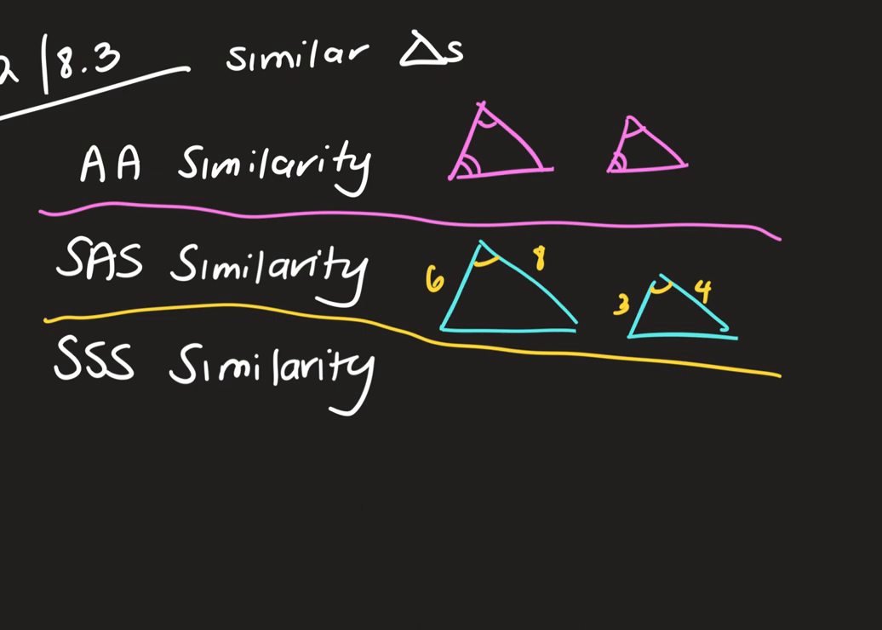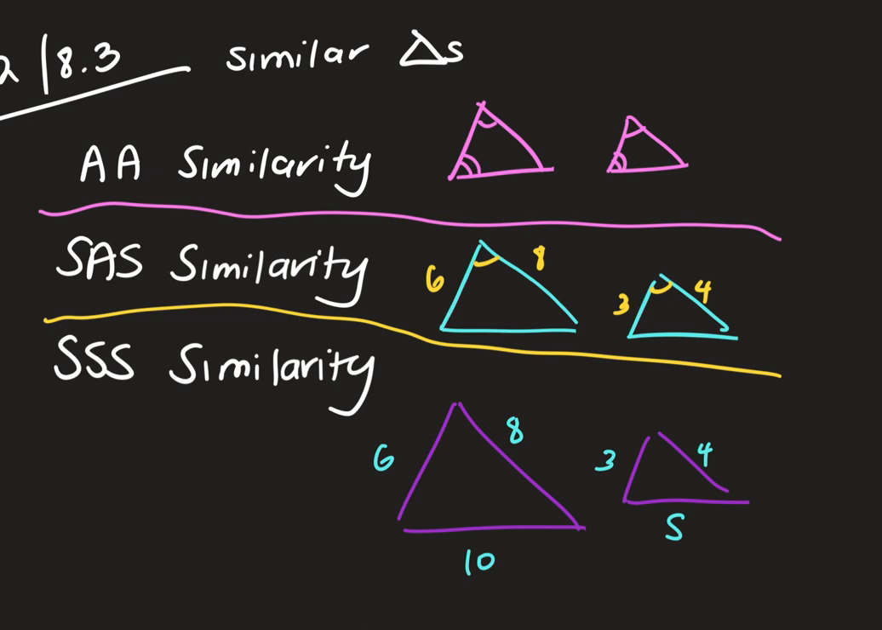And then the last one is the side-side-side. And so you have to have all three pairs of sides proportional. Like 6, 8, 10. This would have to be 3, 4, 5. And then those are going to be like, are they similar? If so, give me the statement of similarity and explain why. Give the reason why they are similar, and it would be one of these three.